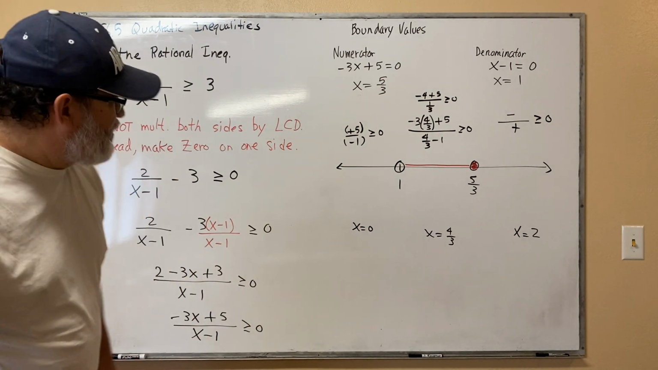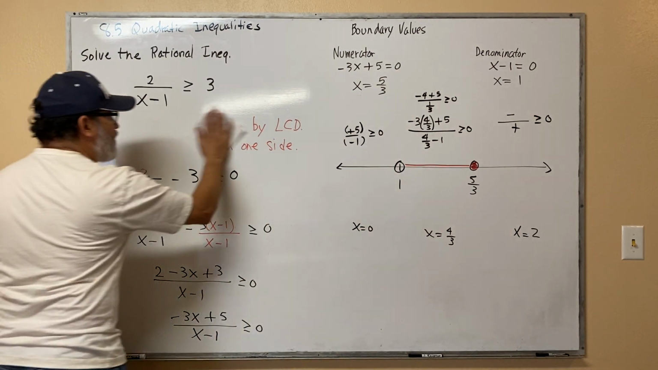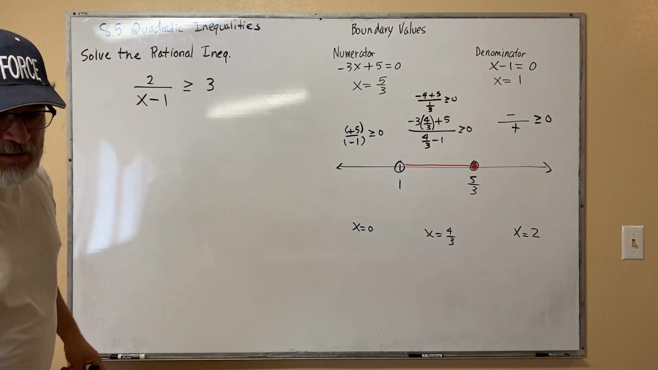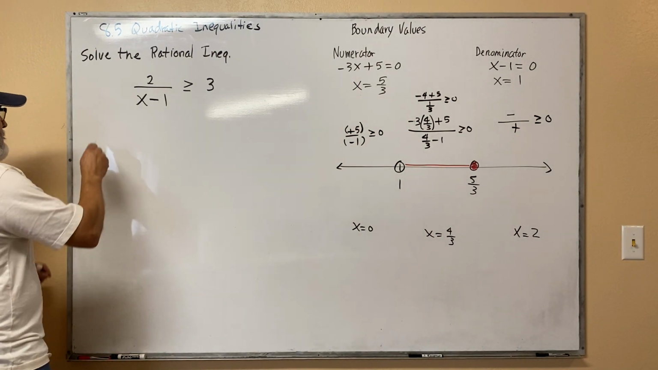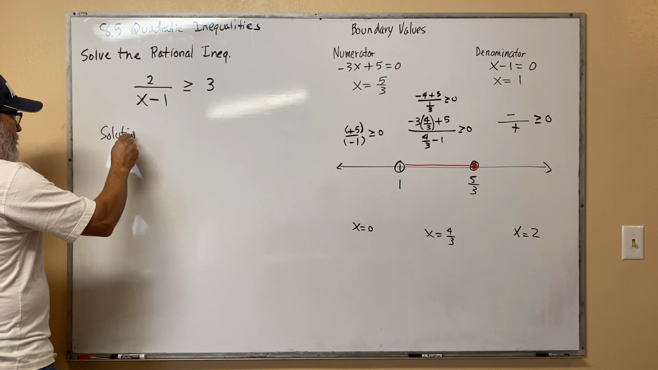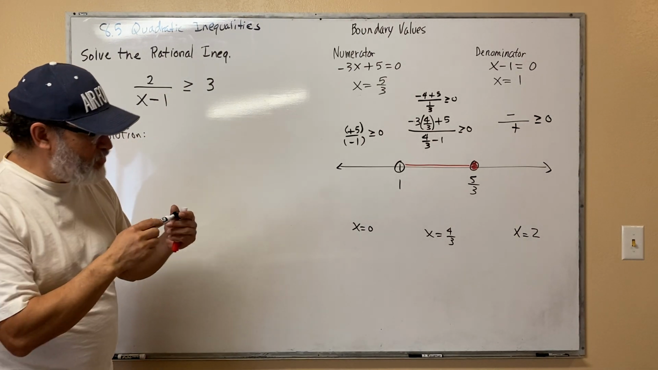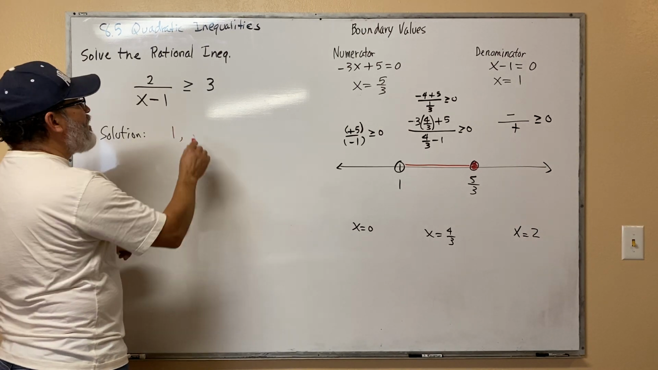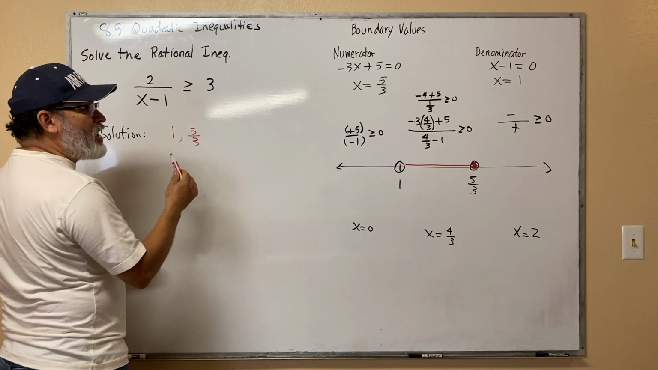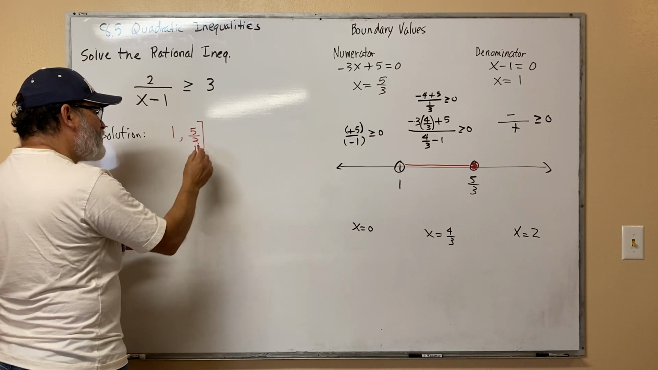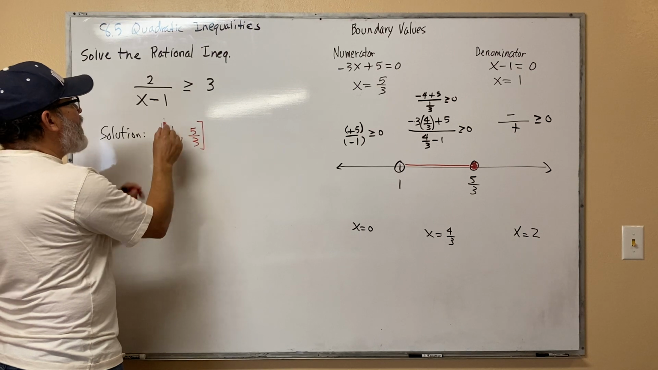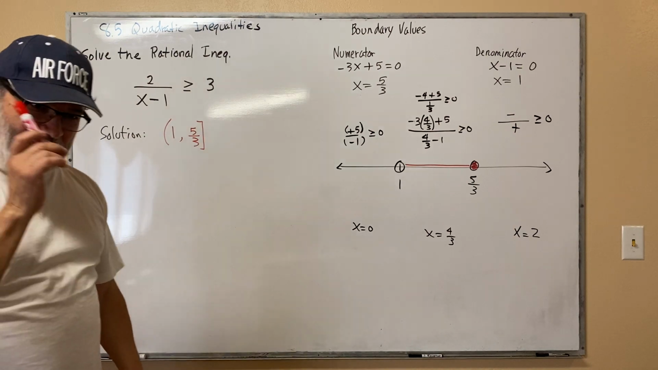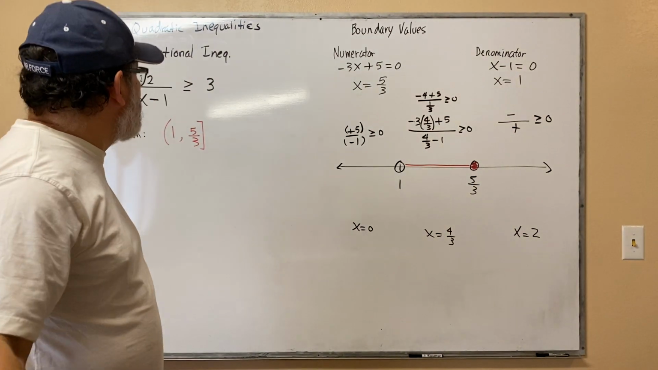What's the solution? Solution: from 1 all the way up to 5/3, including 5/3, so it's a bracket, excluding 1 because it's open, parentheses. That's the solution. Okay. All right, very good class.